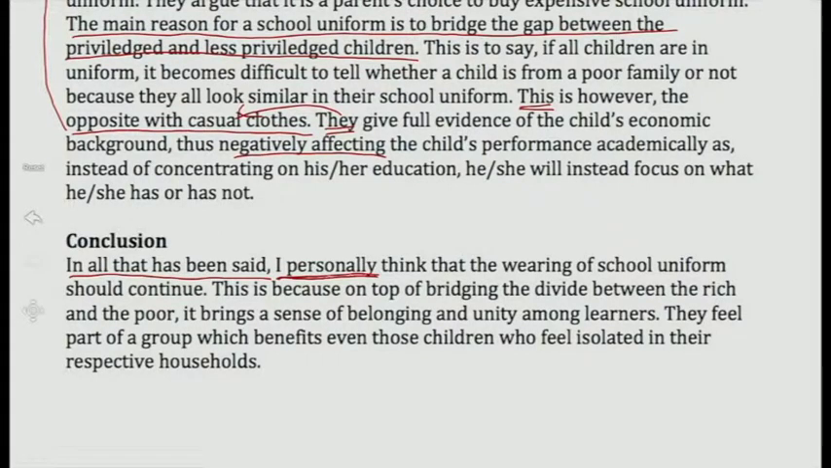And then, having given that, give a reason again. Support your stand. So you're going to use this, and we said that it's a support phrase, by the way, to say, this is because on top of bridging the divide between the rich and the poor, which is a point that has already been made earlier in the essay, it brings a sense of belonging and unity among learners. So here you are introducing a new point, which is a justification, or rather, a support of why you take that particular stand.